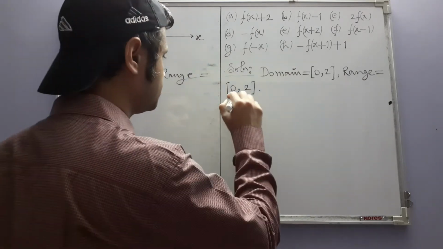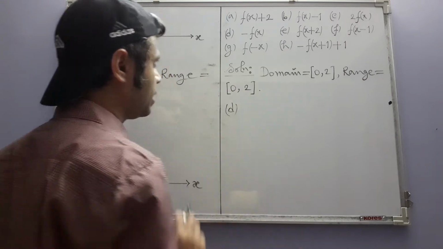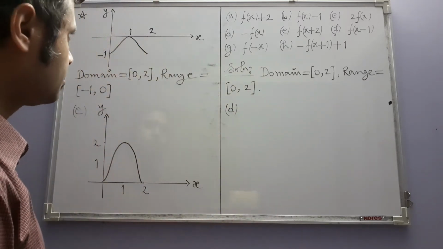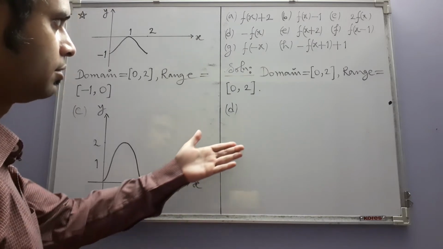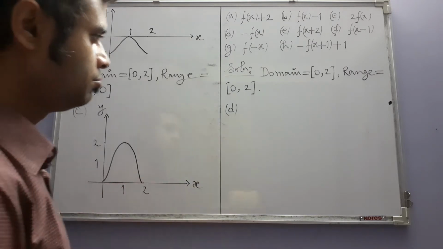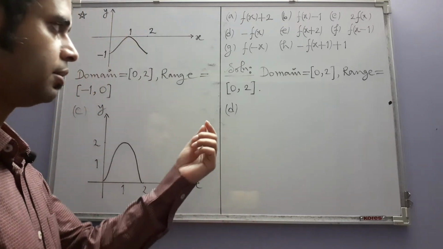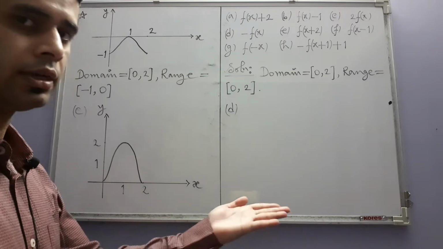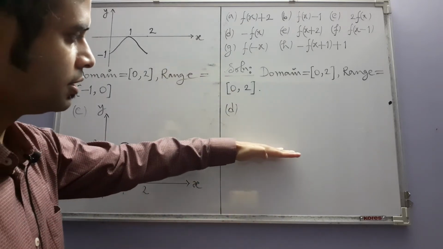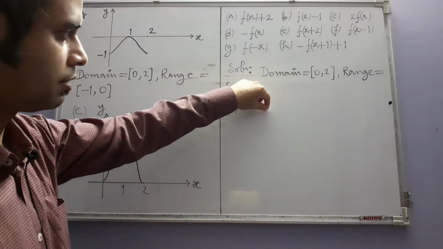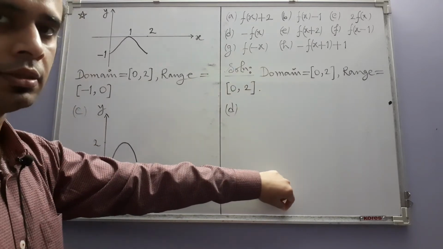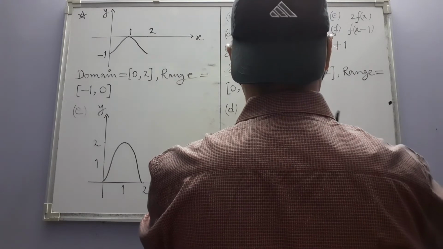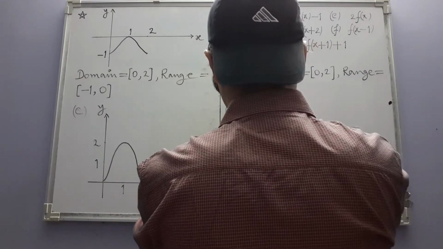Then D. In D we are taking the negatives of all the previous y values. So that means we are reflecting all the previous y values on the x-axis. So previously if this is the x-axis, this was the y value. Now we will take its reflection on the x-axis. So now the graph will look like this.